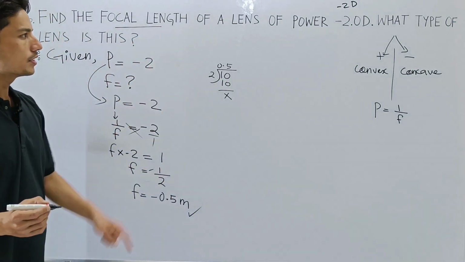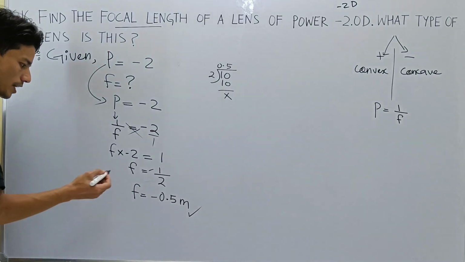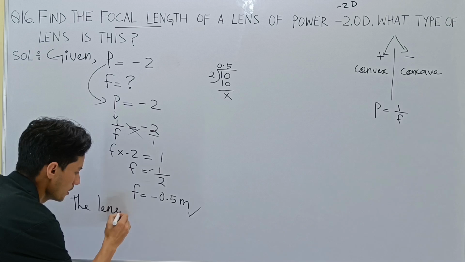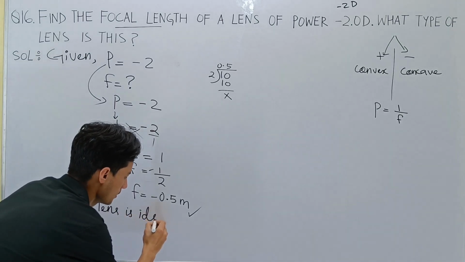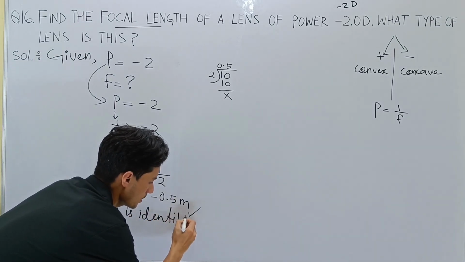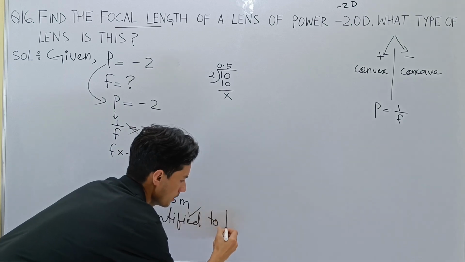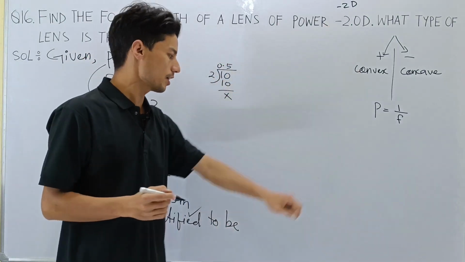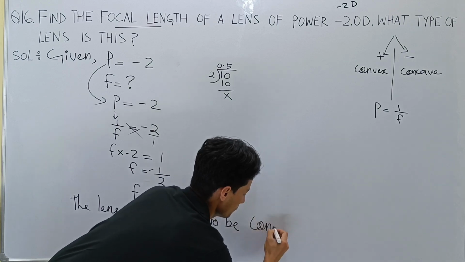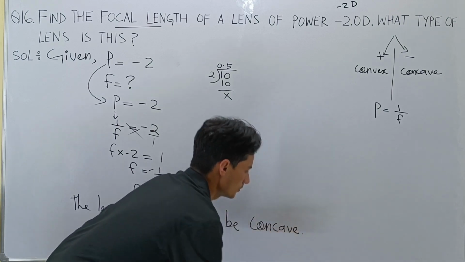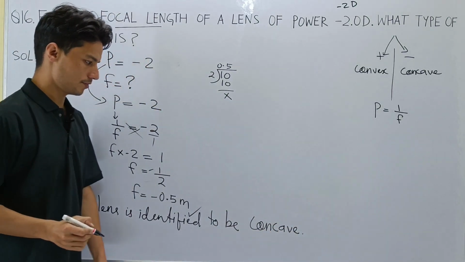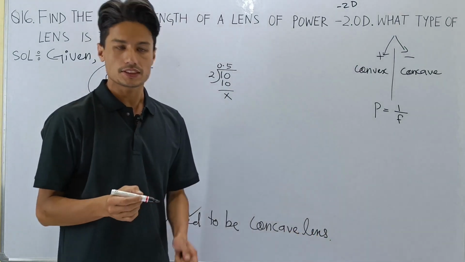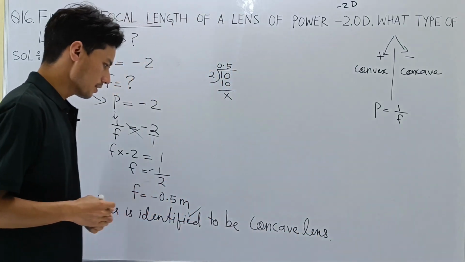And the last part of the answer, what type of lens is this? For the last part of the answer, you write the lens is identified to be what type of lens? Negative power is there. That means concave lens. The lens is identified to be concave, or we can write concave lens. That's it, class.